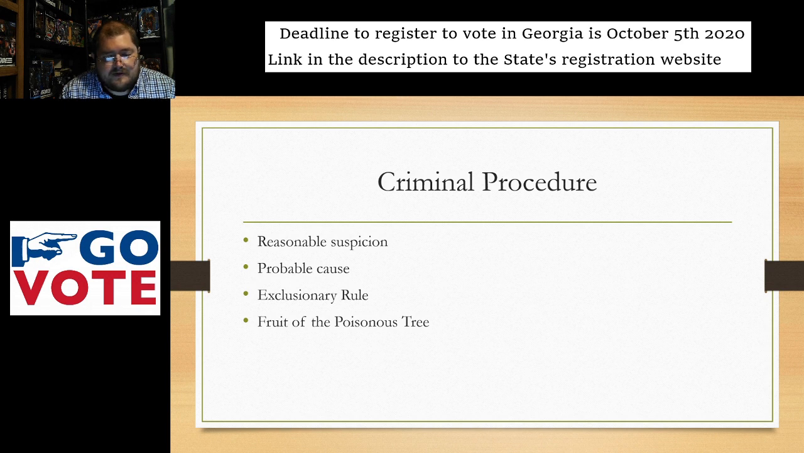Some important things to note when looking at the effect of proper criminal procedure on police operations is the difference between reasonable suspicion and probable cause. Probable cause means that the police have collected enough evidence through whatever observations, witness statements, victim statements, collection of physical evidence, observations that they personally have seen, to arrest someone. Enough evidence to arrest.